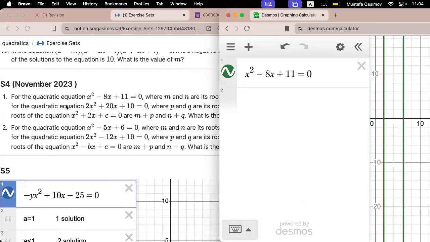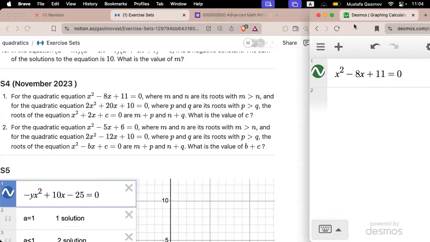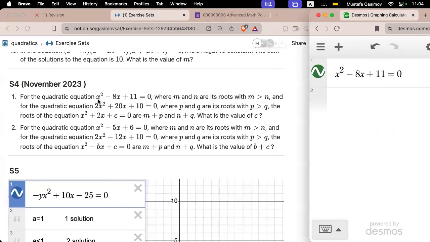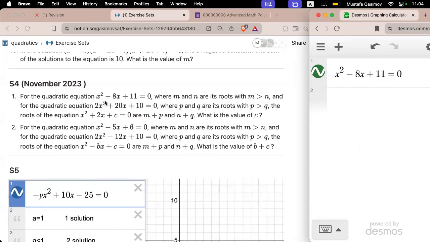Okay, let's look at one of them. Here it says that we have two quadratic equations: x squared minus 8x plus 11 is equal to 0 and 2x squared plus 7x plus 10. We have two roots, m and n, and it says m is greater than n. So we have to use the discriminant. We have to find the values of m and n. Plus 1 will be m, minus 1 will be n, right? We have to do the same thing for the second one.